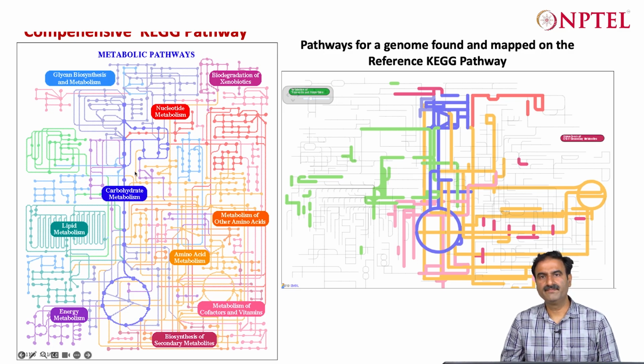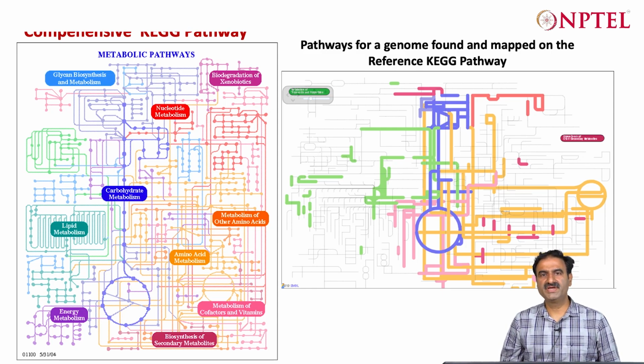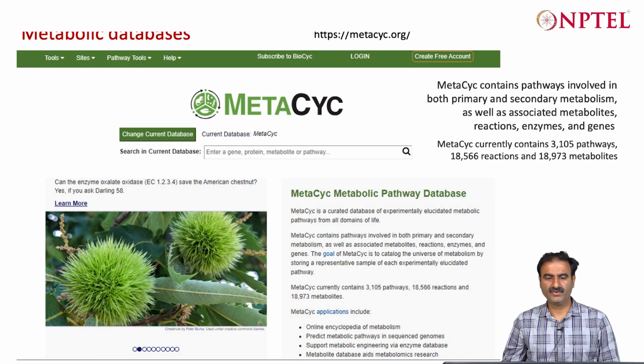This is a reference metabolic pathway, and when I do it for a particular genome, I can see that the genes which are present in that genome will be highlighted here. The remaining parts of the reference pathway which are not present in a genome will not be marked. So this way you can readily know what information is present in that genome, and what pathways are present and what are absent.